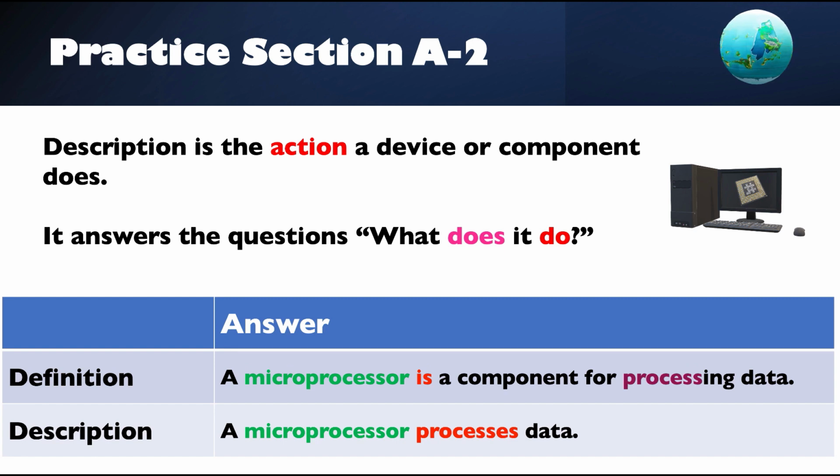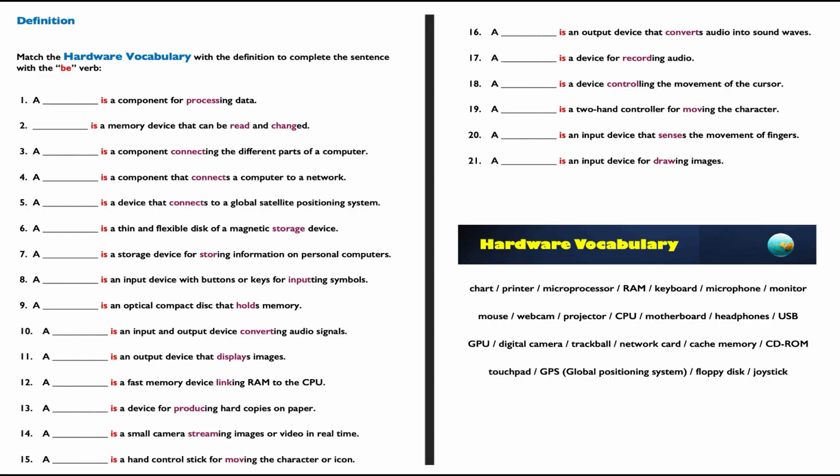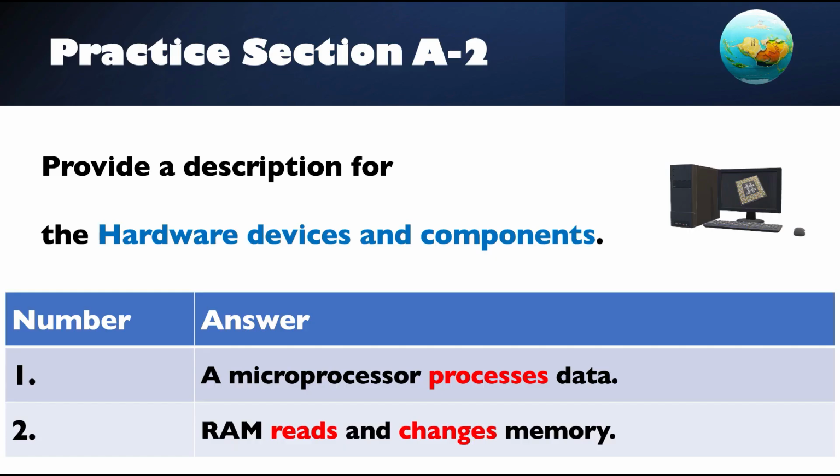So we need to do some practice. Here's the practice, and those are the definitions. First, going back, fill in the definitions. Check the vocabulary. If you find it difficult, wait for video 2, where the answers for this section will be provided. Otherwise, for now, provide a description for the hardware, devices and components. The first two were done for you. A microprocessor processes data. RAM reads and changes memory.